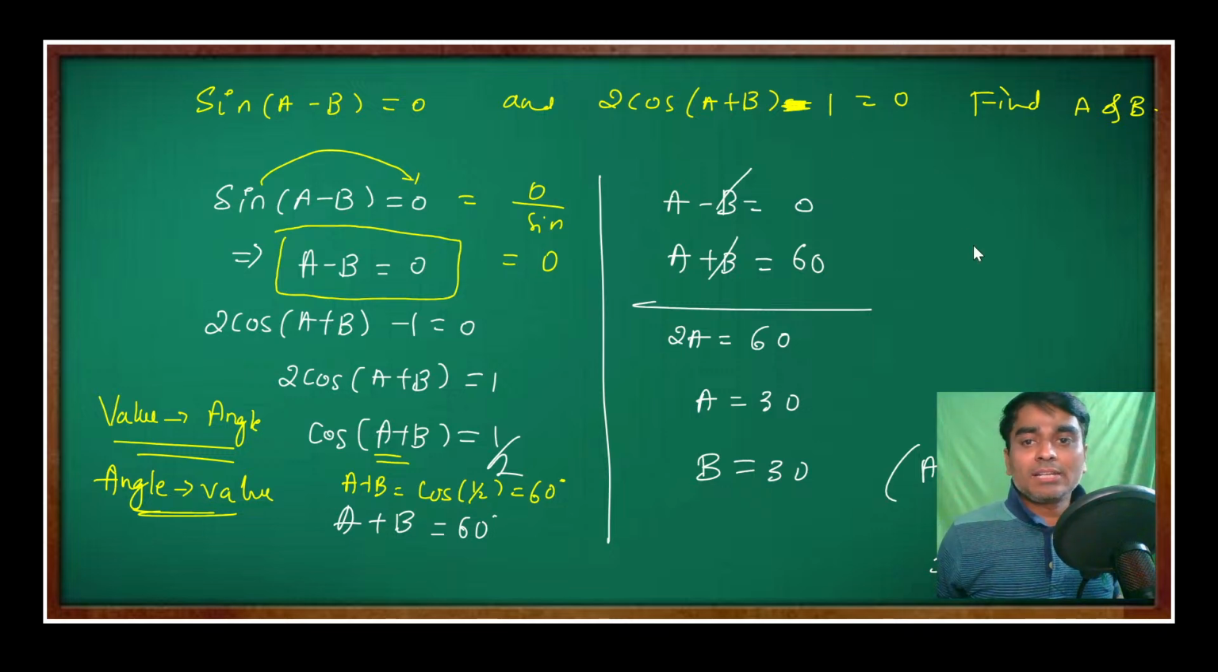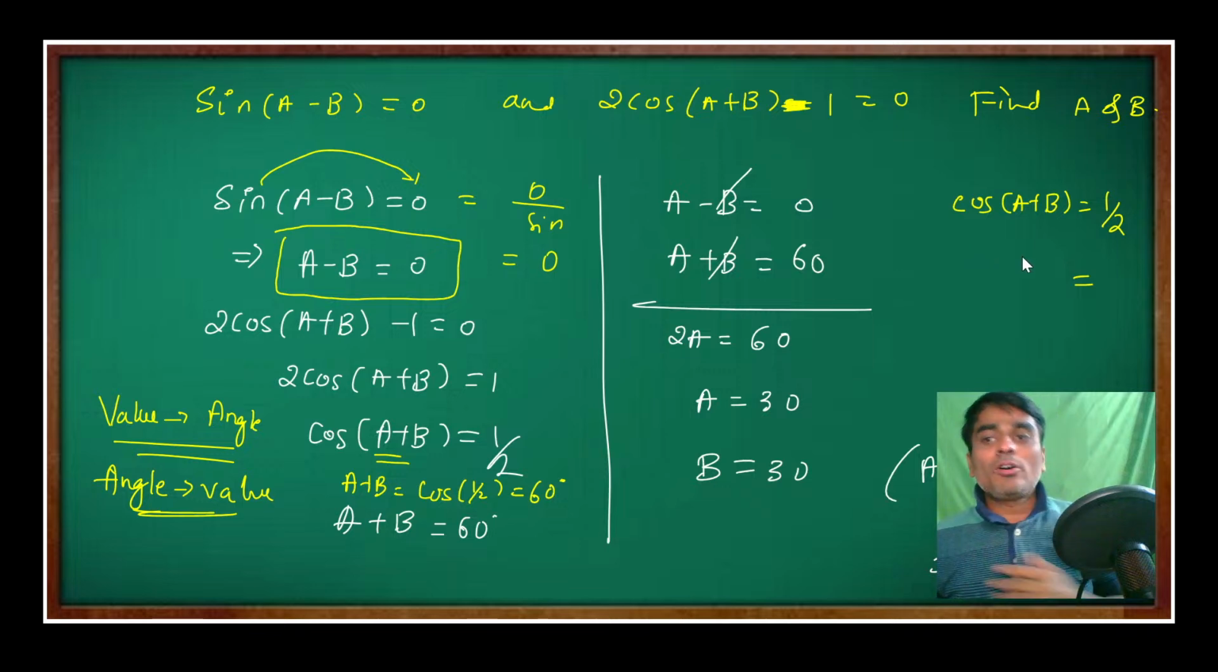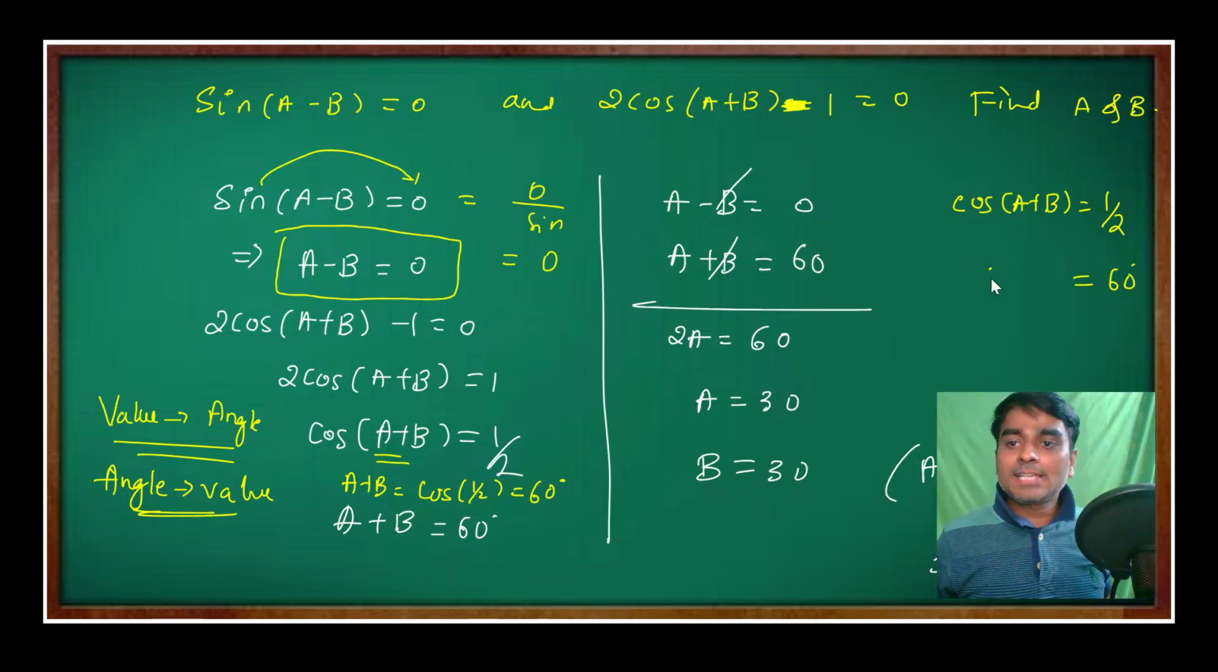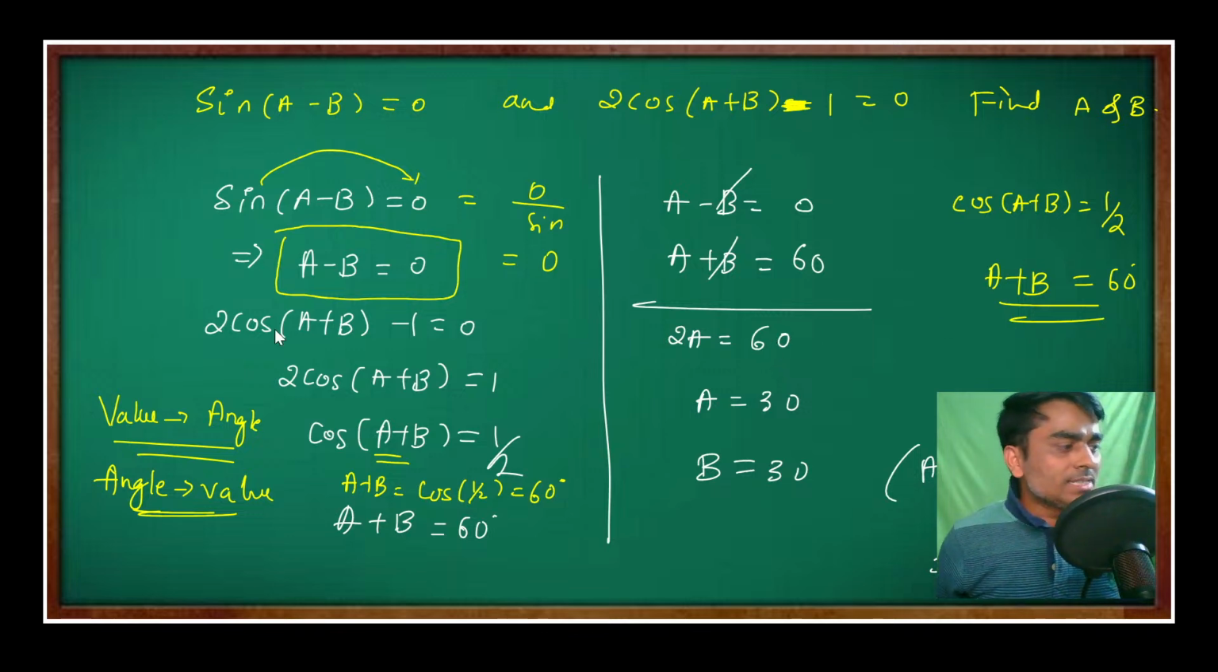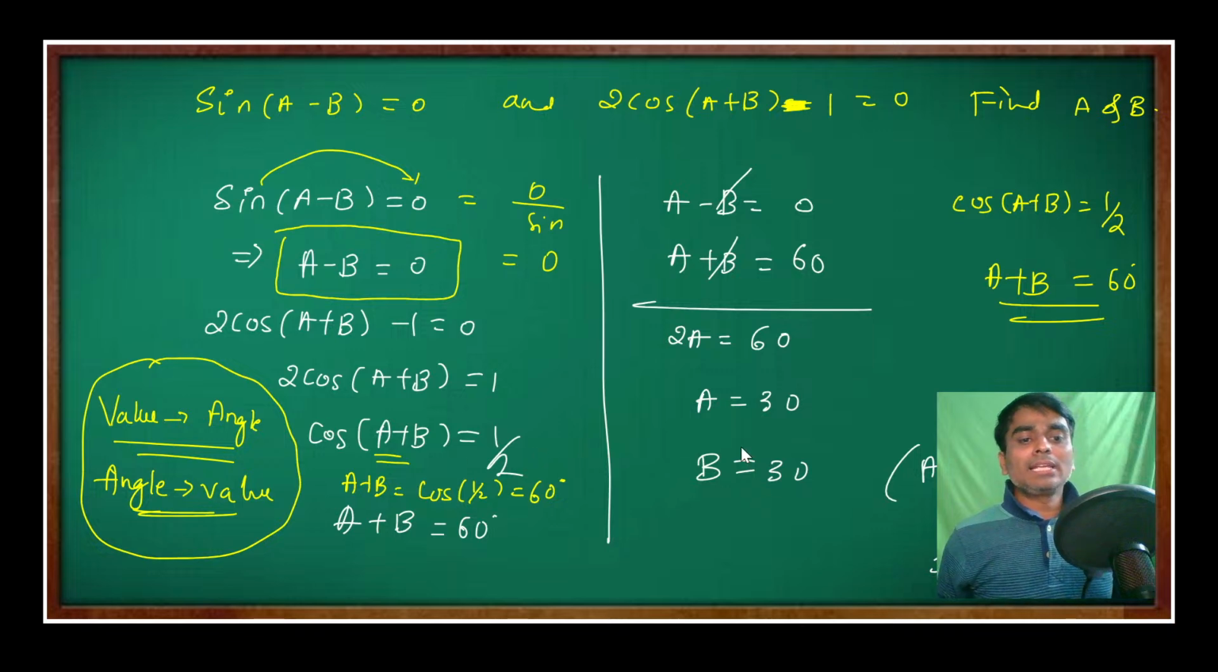Here values are given. Correct? Cos of a plus b equal to half. This is the value, I will write the angle. Cos of how much is half? Cos of 60 is half. That will be your angle. a plus b equal to 60. Okay, remember this trick: value given, write angle; angle given, write value. Simple. Any step you want me to explain?